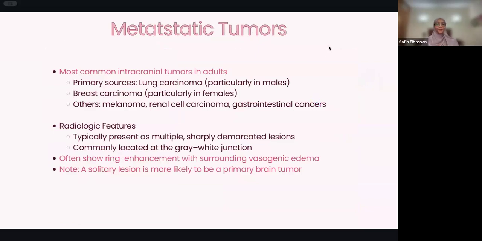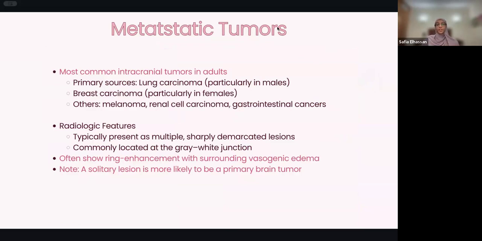Okay, so this whole entire time we were talking about primary brain tumors, which are tumors that originate in the brain, but actually the most common type of intracranial tumors are metastatic tumors, which means they come from somewhere else in the body. So the primary sources for these are the lung, especially if they're males, they're smokers, they have a lung carcinoma, and for females, it would come from a breast carcinoma.